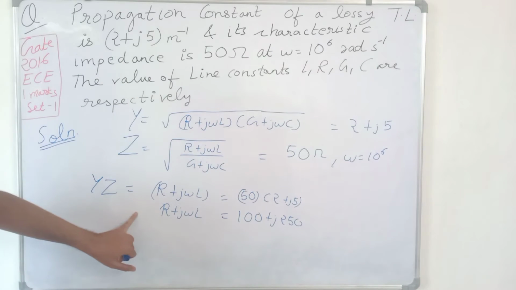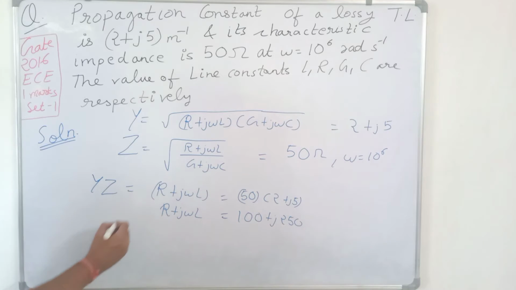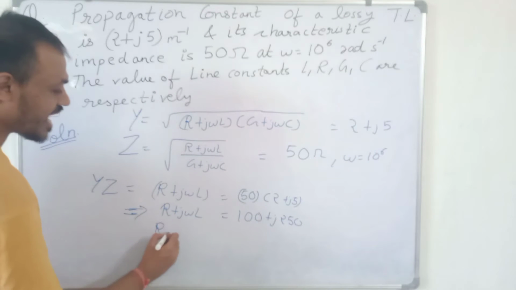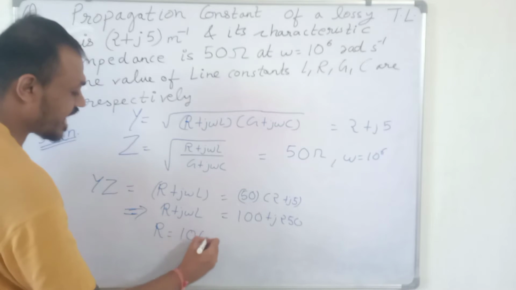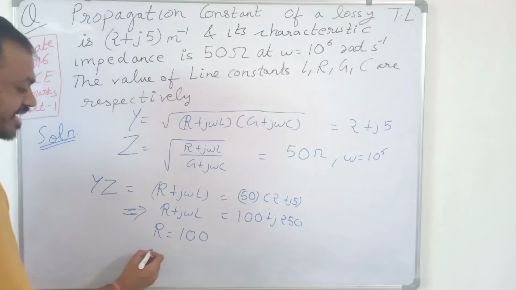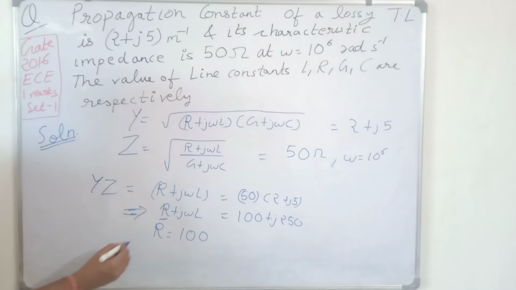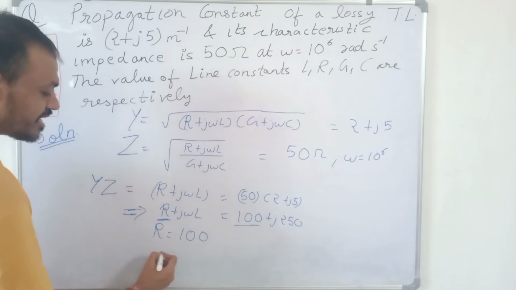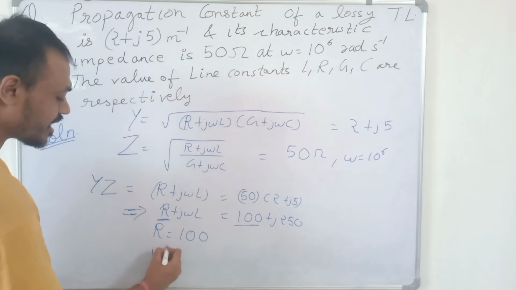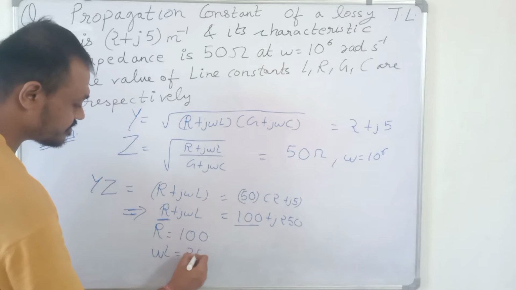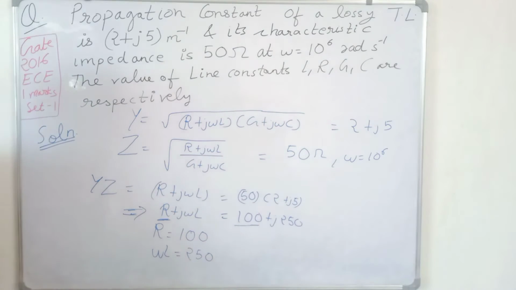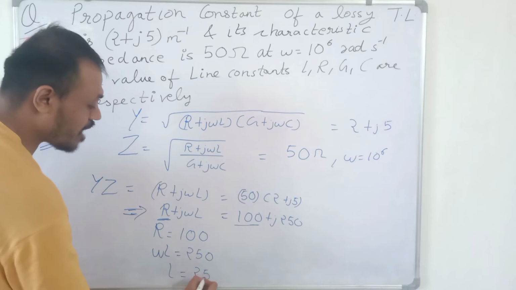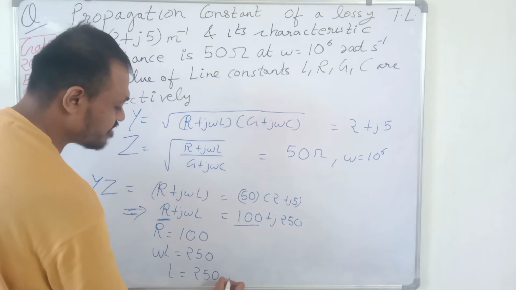Now you can compare the real part and imaginary part. If we compare the real part, then we get the value of R equal to 100. If we compare the imaginary part, then omega L is equal to 250. And omega is given as 10 to the power 6, so L is 250 upon 10 to the power 6, or 250 microhenry.